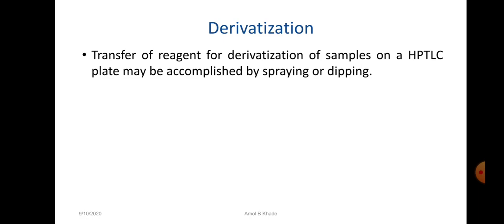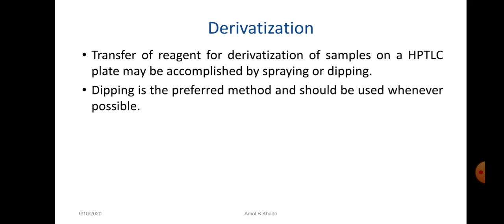Then derivatization. I told you we can derivatize the compounds which have been separated on the stationary phase, which are not detected under UV light. Either by spraying or dipping the plate in a chamber with the chemical reagent is possible, manually or automatically. In the previous slides I have shown you the derivatizer which has the auto spray system, and you just put your plates in and it will automatically derivatize with a particular reagent and the spots can be identified.